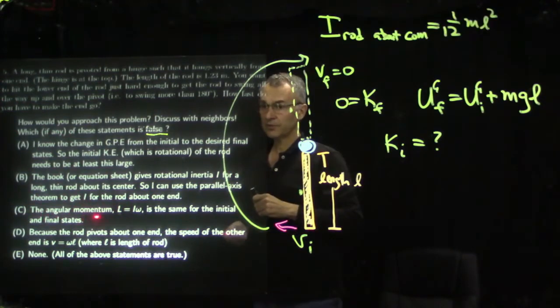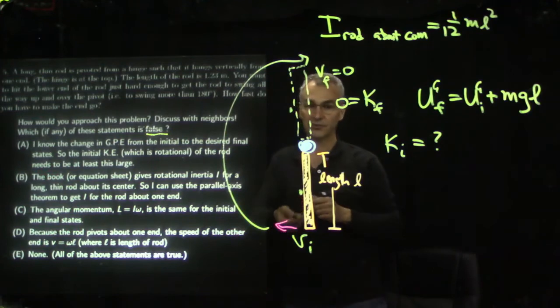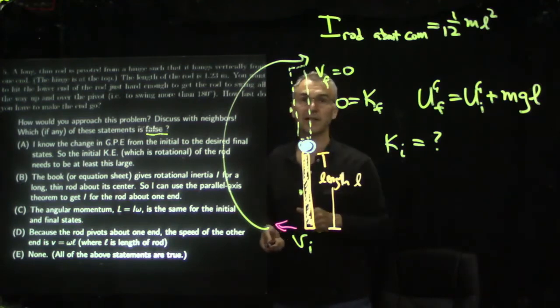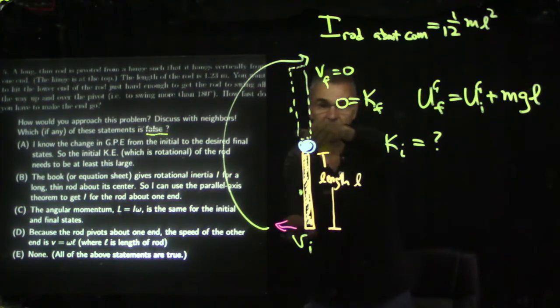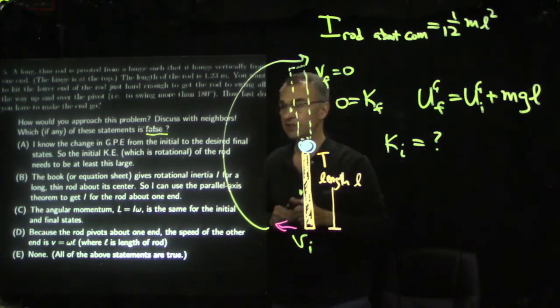The angular momentum, L equals I omega, is the same for the initial and final states. Well, I think that's certainly not true because in the initial state the rod is moving, and in the final state it's not moving, or it's just barely moving. So I think it must be rotating at different rates, and yet it has the same rotational inertia because the spread of the mass from the rotation axis, or from the center of mass, depending on which way we're looking at it, is the same. So I think C has to be wrong.